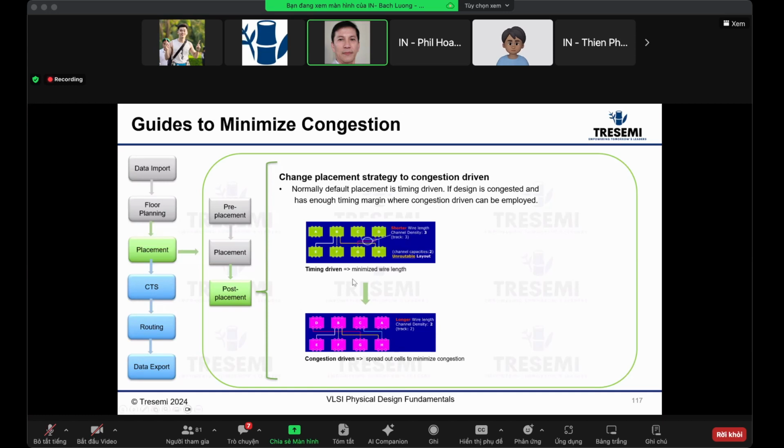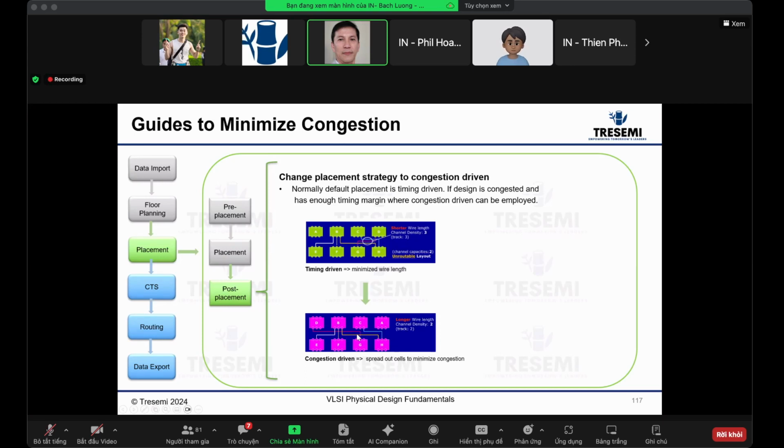Here is the example. So this is timing driven, right? Take a look at D and G. You can see how it places them close together, trying to minimize the wire length to meet timing. If you turn it to congestion driven, the tool may do this. D's here, now G is down here, so it's spread out. You can see here it only needs 2 horizontal tracks versus 3 here.